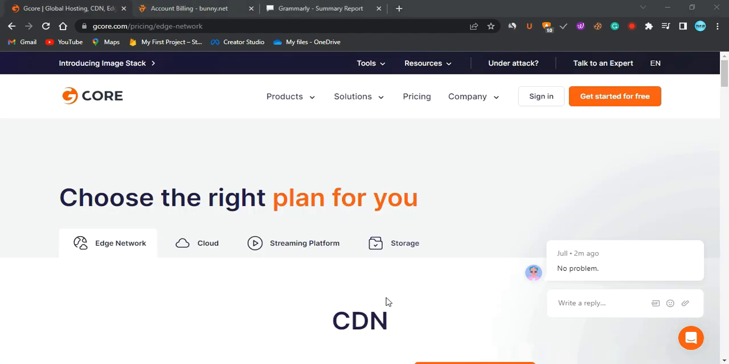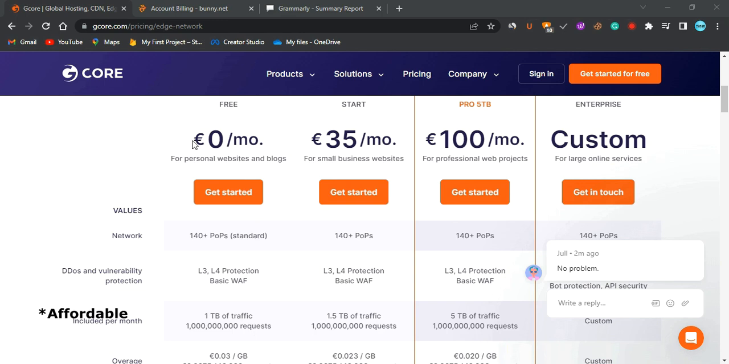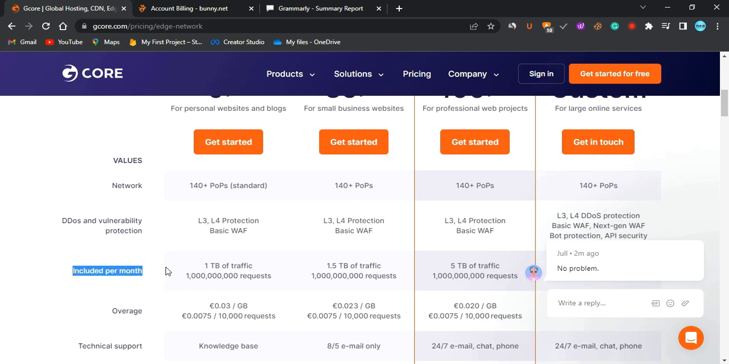So now let's have a look at their pricing. Their pricing is also very reasonable. With $0 per month, you will get 140 PoPs, but it is the standard mode, and DDoS protection per month is included. Do you know how many requests you can make with the free plan? It's 1 billion requests.